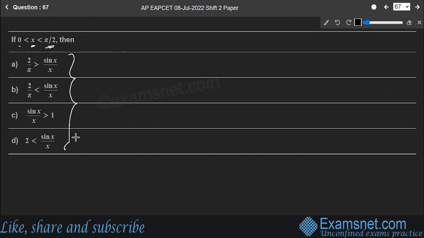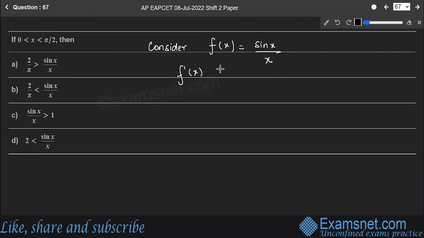So I'll pick up the sin x first. I consider f(x) is equal to sin x upon x. Now let's take the first derivative. So first derivative, you know the formula. You have x square over here. So x into derivative of sin x, which is cos x, minus sin x into derivative of x, that is equal to 1.